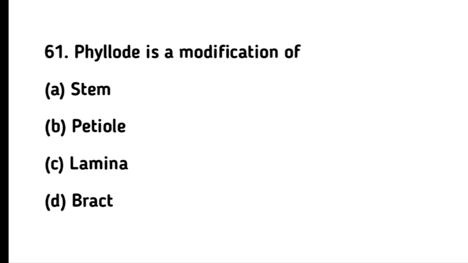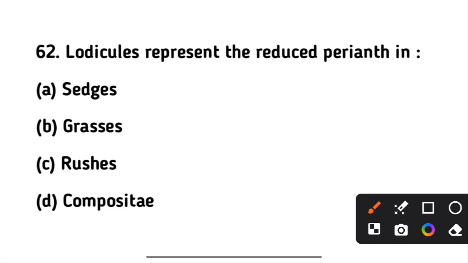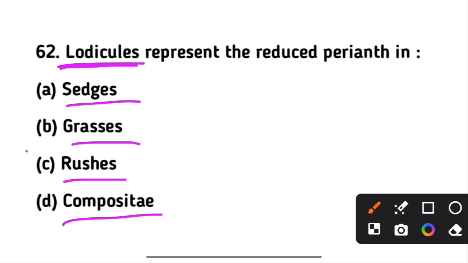Next question. Lodicules represent the reduced perianth in Cyperaceae, grasses, rushes, composite. B is correct, grasses. Lodicules represent the reduced perianth in grasses.